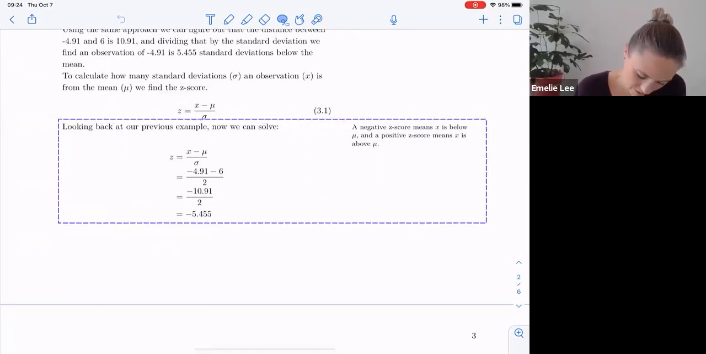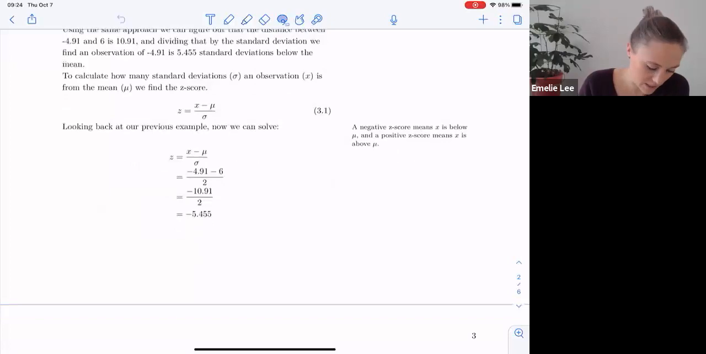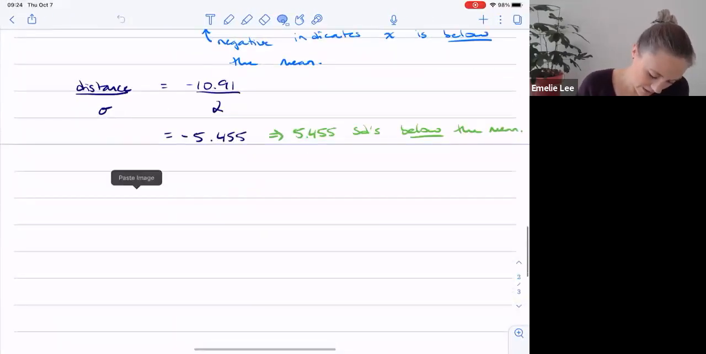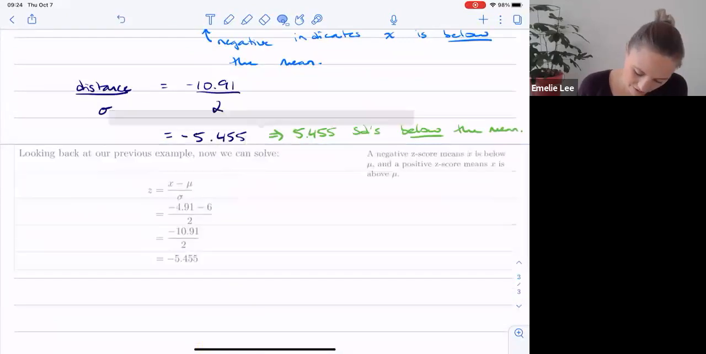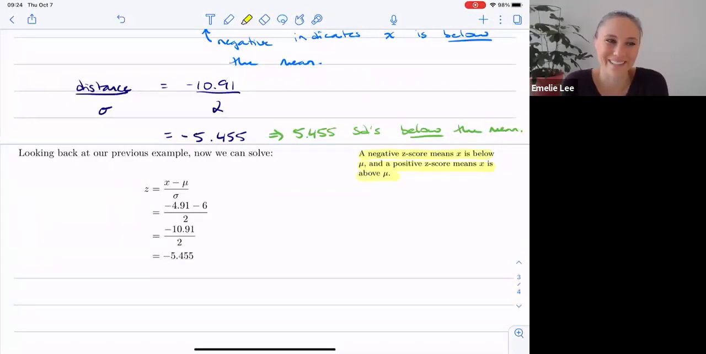Just grab this whole chunk here because it's got that note about negative and positive Z-scores. But we already talked about that, but it doesn't hurt to bring it up again. In fact, I'll highlight it for you.